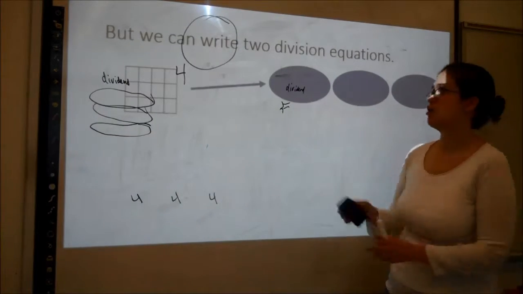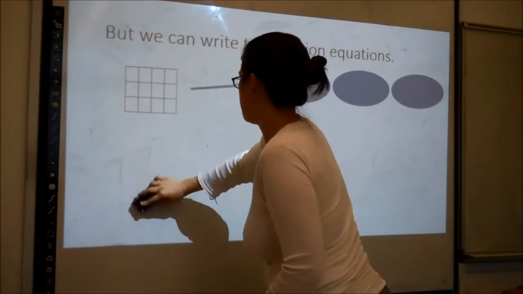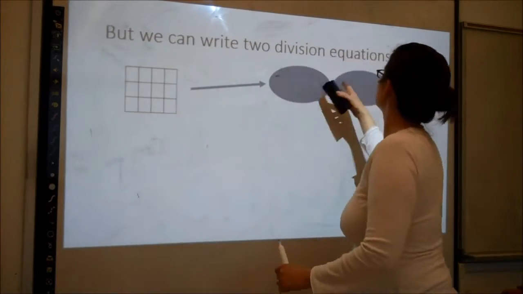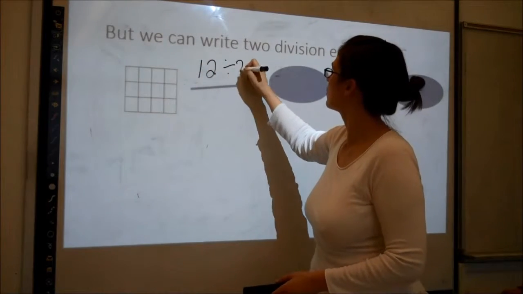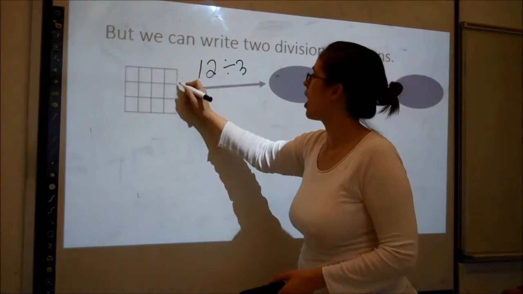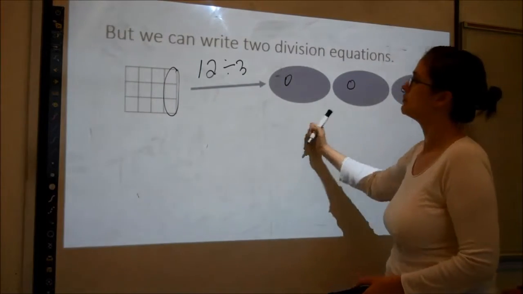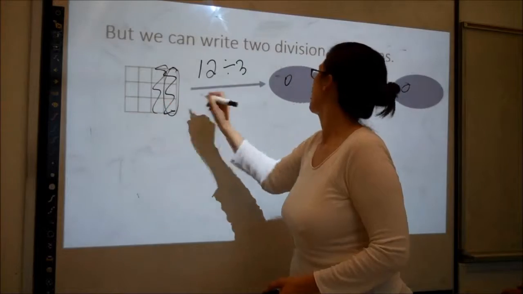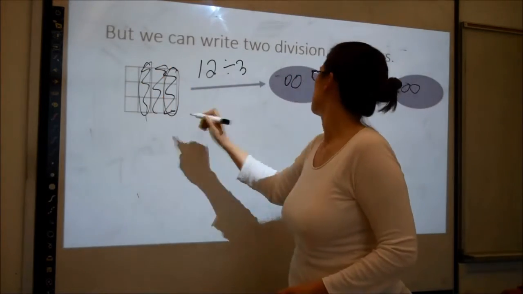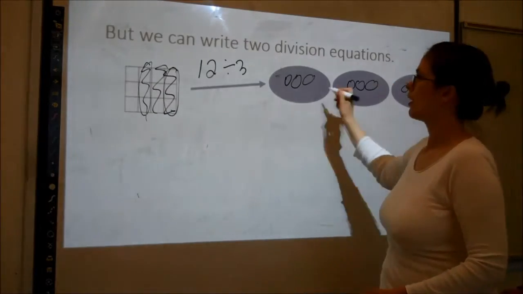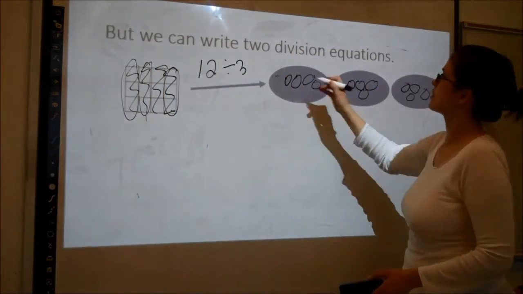Let me show you how you can write 2 division facts. Here is 12 divided by 3. I'm going to take 3 and split them up. Take 3 and split them up. The answer is 4.